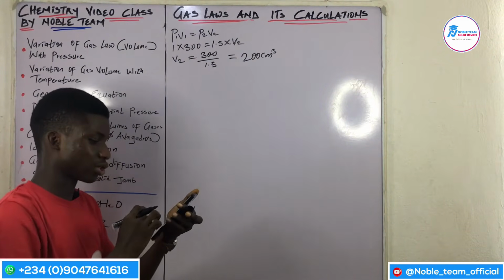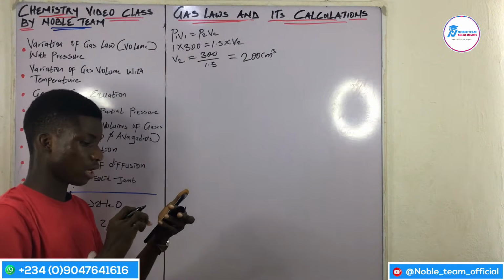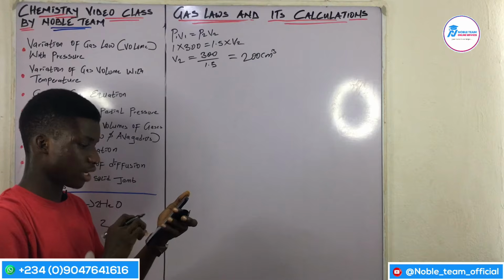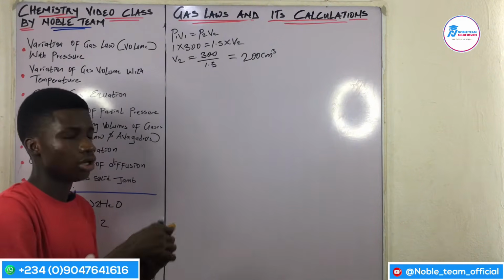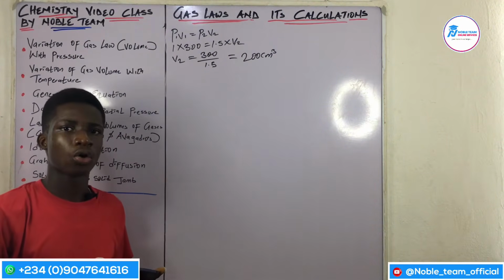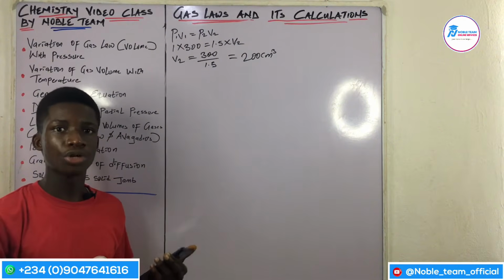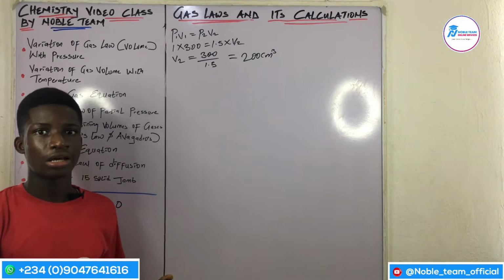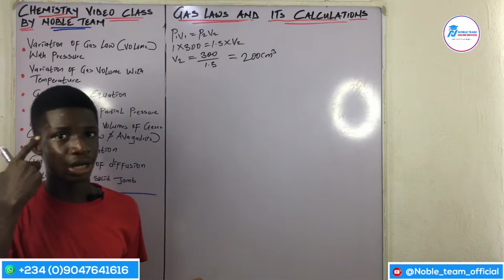Let me do the calculation here so I will confirm. 300 divided by 1.5. Yes, 200 centimeter cube. So in this particular question, once you hear constant, even though they gave you those parameters, you don't need to solve it. You understand? We'll be solving questions and you'll be mastering everything. So all you need to do is to pay maximum attention.